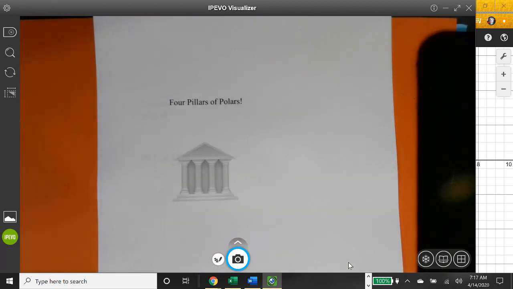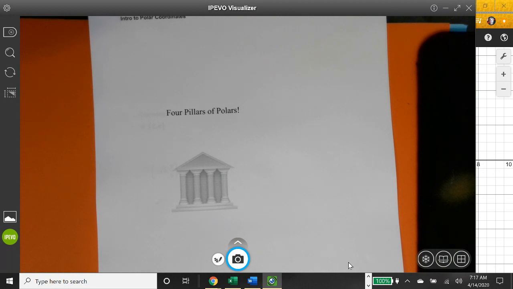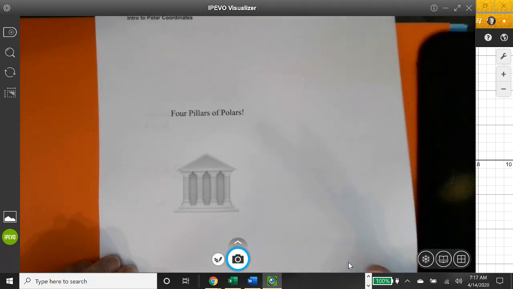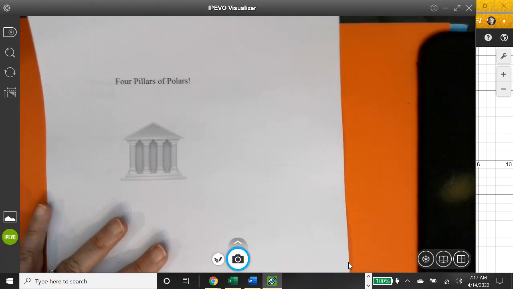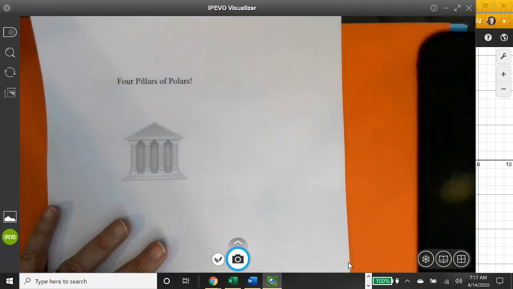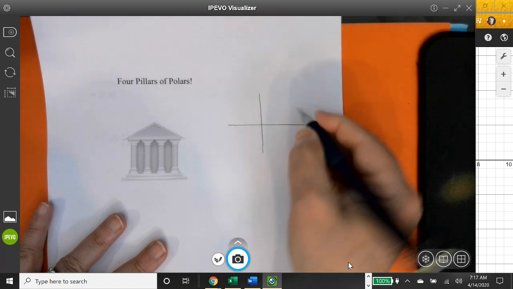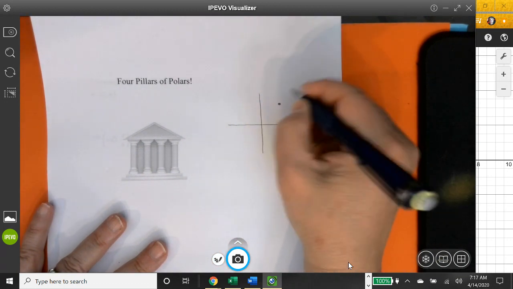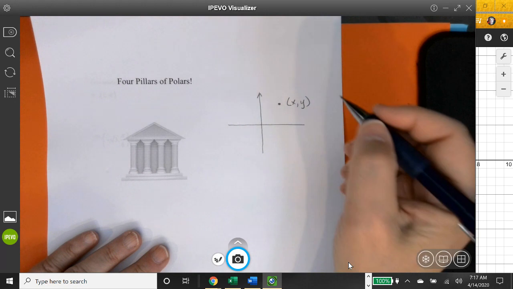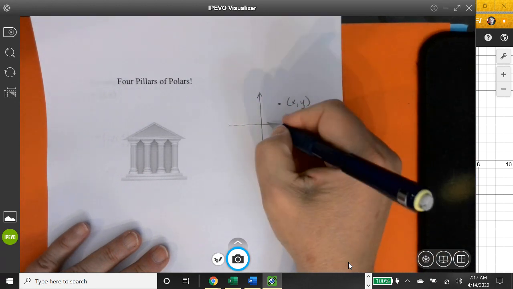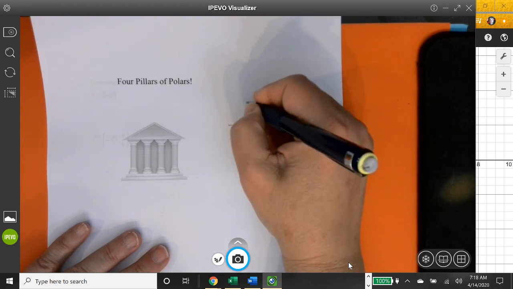Well, what's really cool is that we are now going to tie together polars and the rectangular coordinate plane. And I jokingly like to call what we're going to do today the pillars of polars. Okay, so here we go. I'm going to tie the rectangular coordinate system, so this would be x comma y, with r and theta. So if this is x comma y, and I'm on some circle here, right?